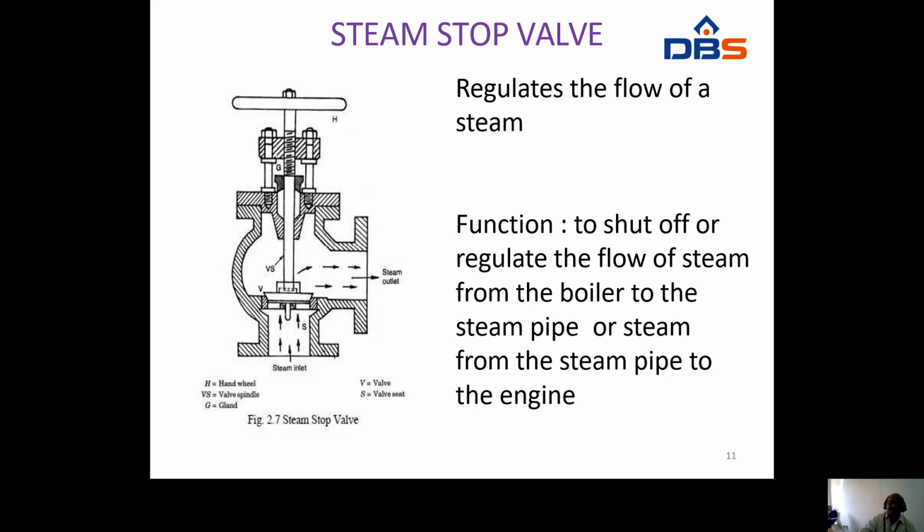Steam stop valve. With this stop valve, if you want to stop the steam, you can close it. If you want to allow the steam, you can open it. Like this, for regulation of the steam, we use a steam stop valve. There is a lever. If you rotate the lever to one side, the steam will be released from the boiler. If you close it the other side, it will be stopped.